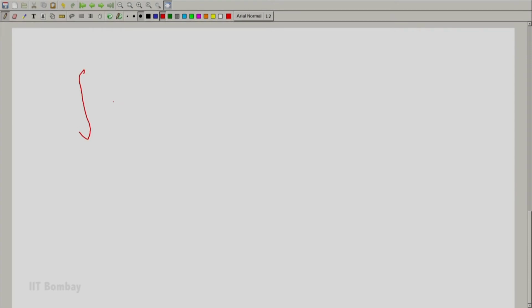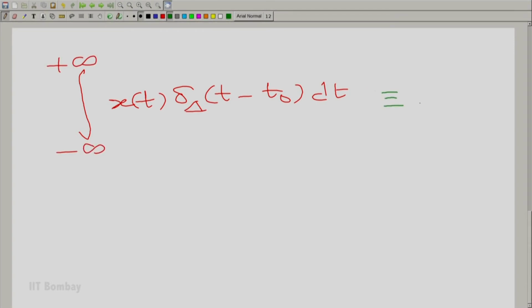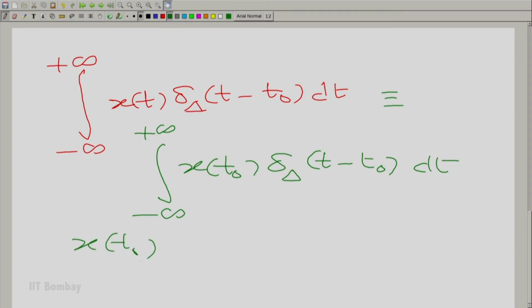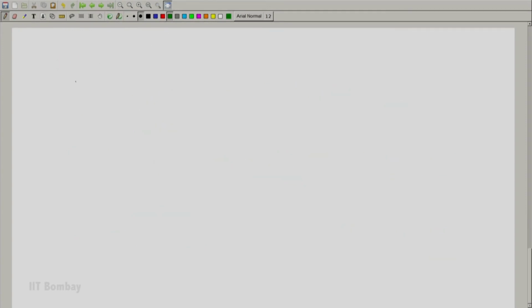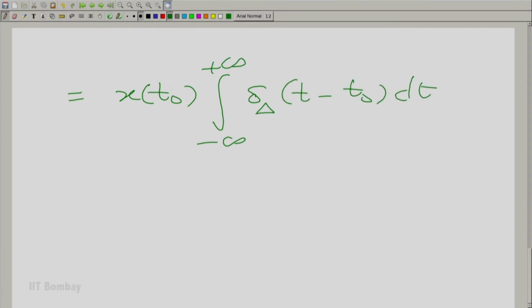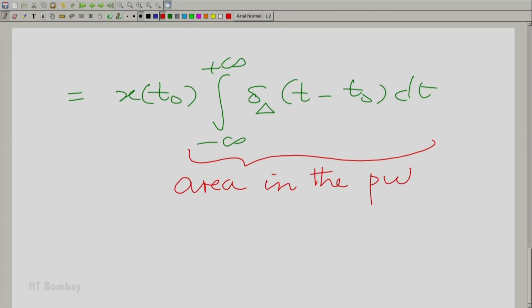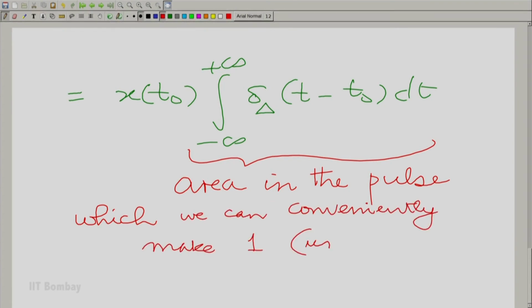So let us say it formally. What we are saying is integral x of t times delta, capital delta t minus t0 dt over all t is the same as integral minus infinity to plus infinity x of t0 times delta, capital delta t minus t0 dt, but x of t0 is a constant, so it can come out of the integral, and therefore you have that becoming equal to x of t0 times the integral from minus to plus infinity of delta, capital delta t minus t0 dt, and this is essentially the area in the pulse, which we can conveniently make 1 or unity.